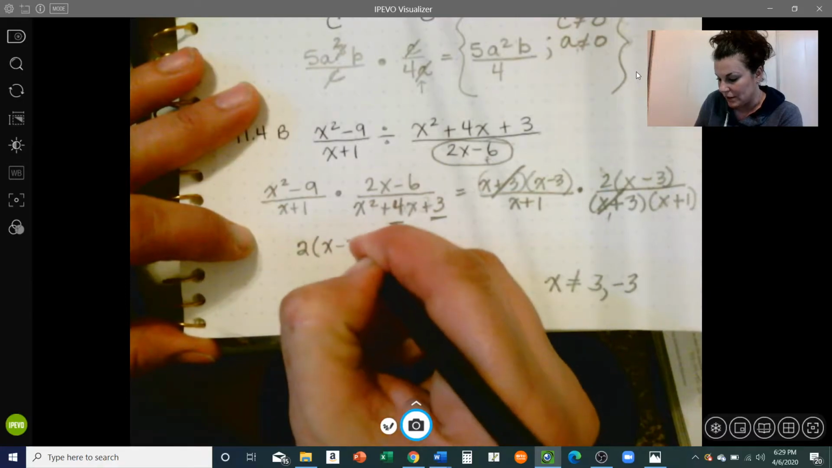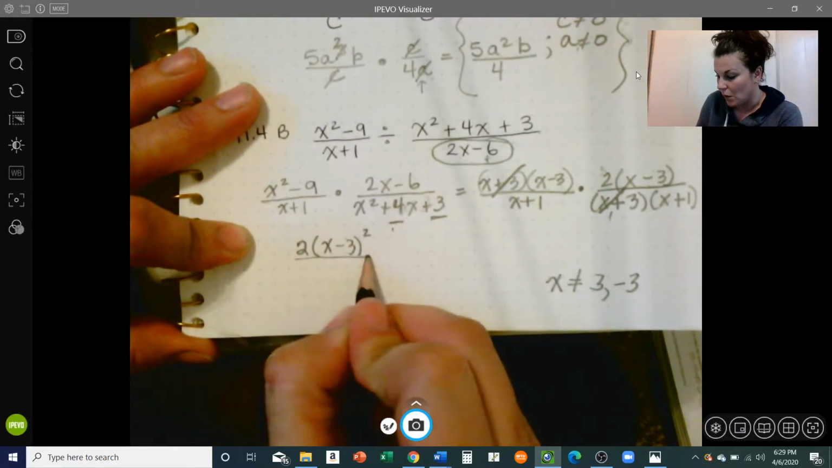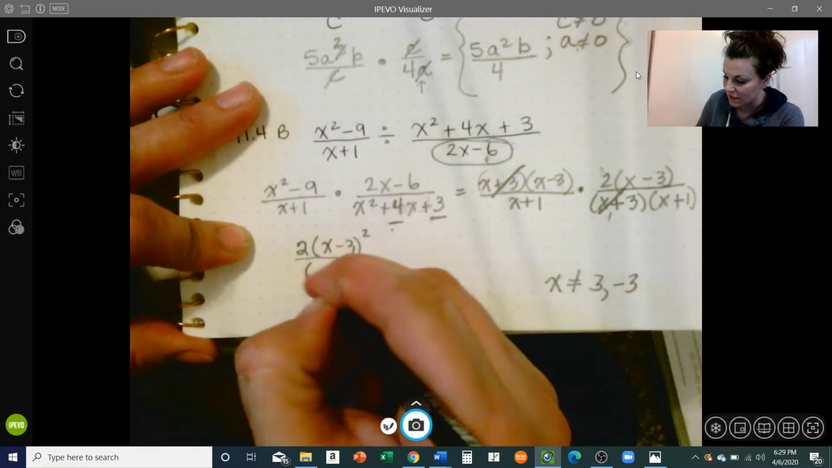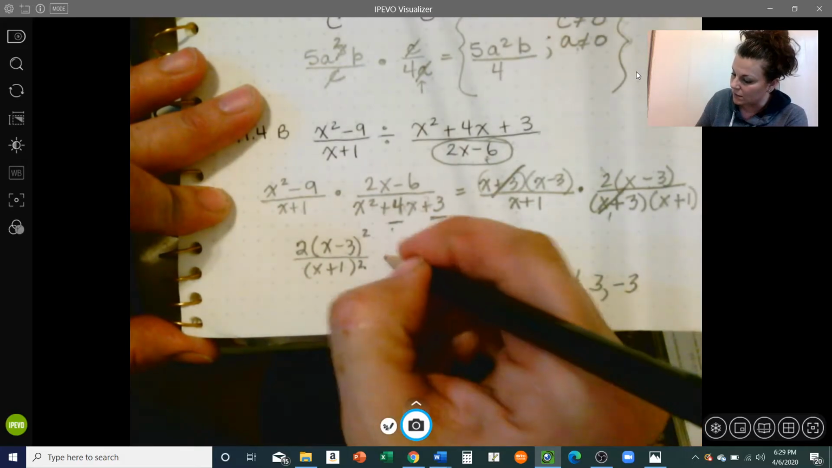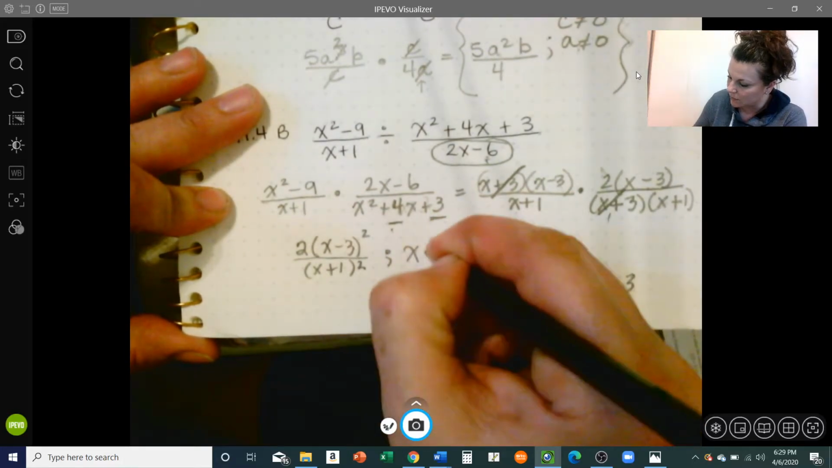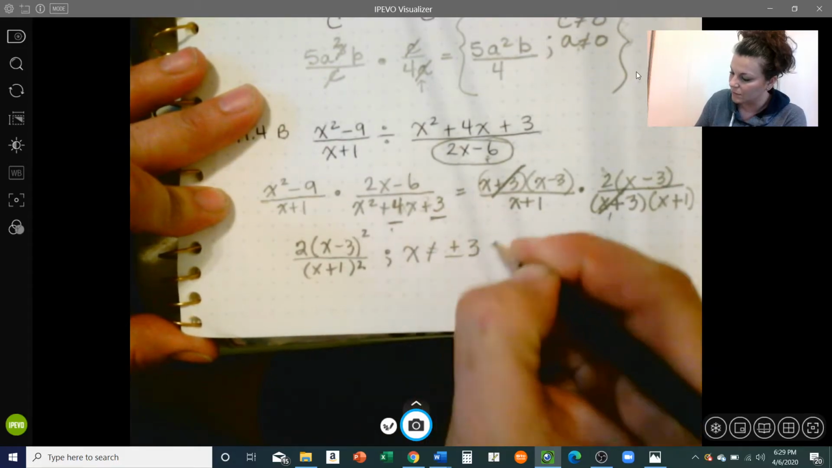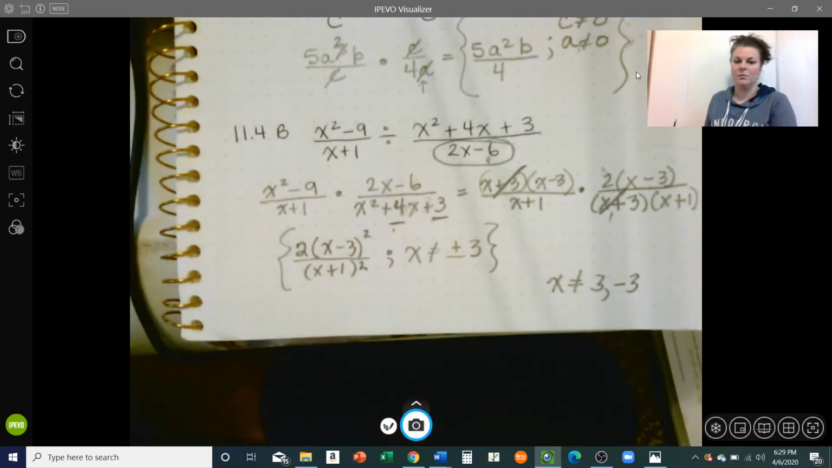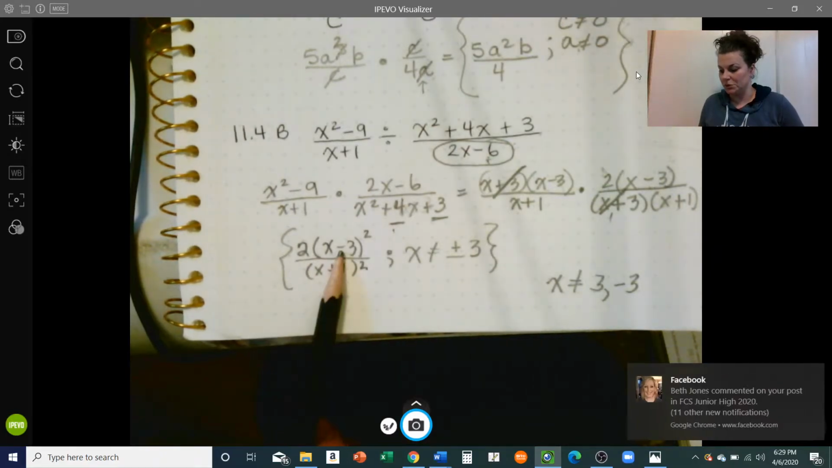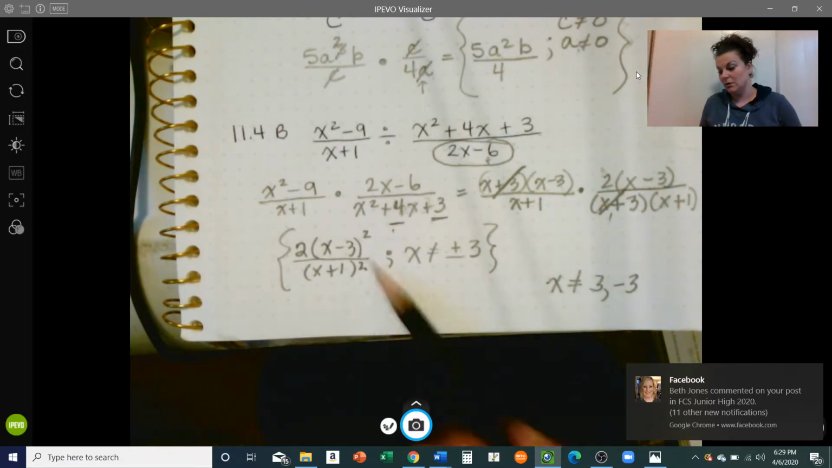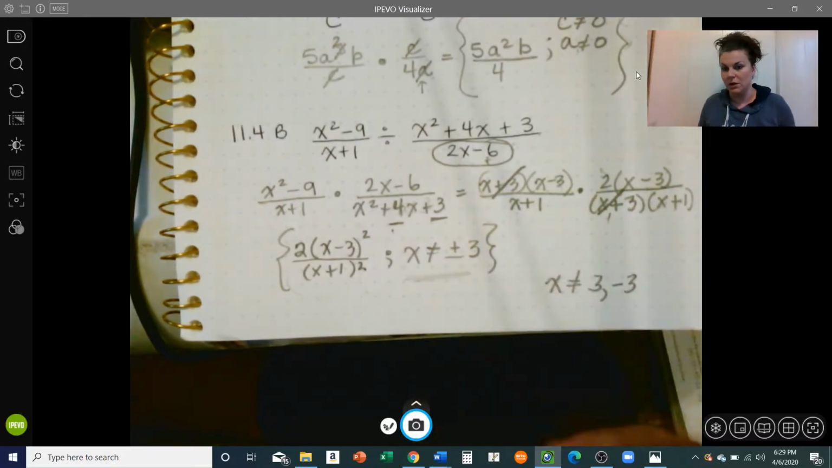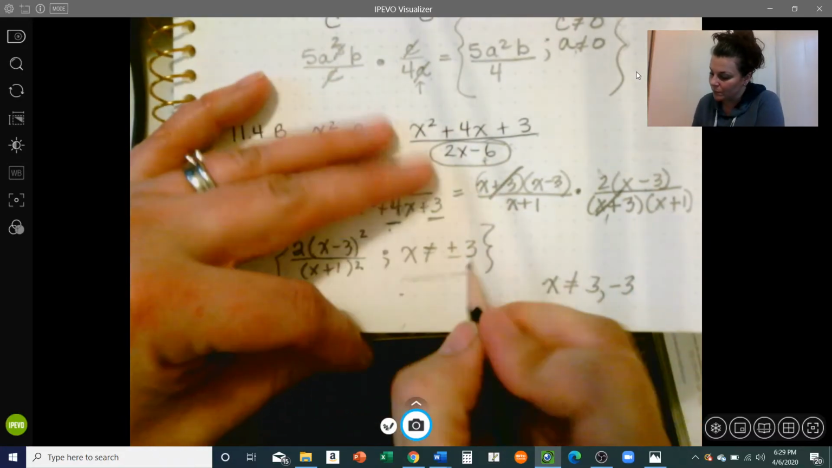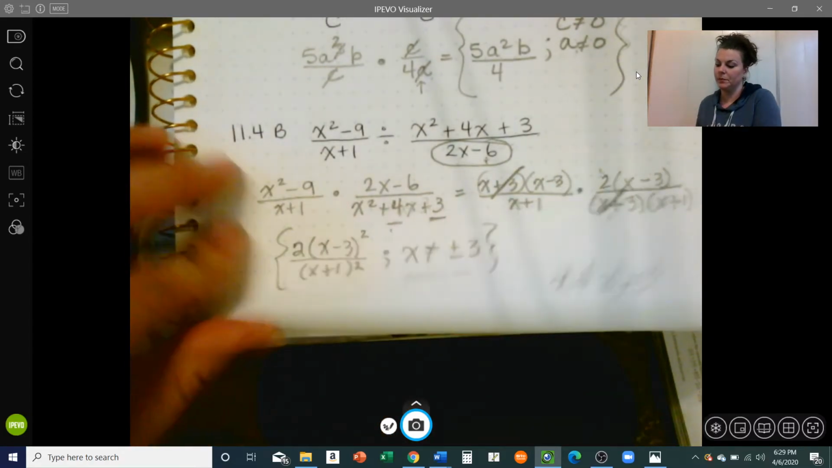So I'm going to write that as 2 times x minus 3 squared over x plus 1 times x plus 1, which is x plus 1 squared. And so this ends up being my answer. That 2 times x minus 3 quantity squared over x plus 1 quantity squared is my answer, and then also that these are my excluded values, 3 and negative 3. Okay.